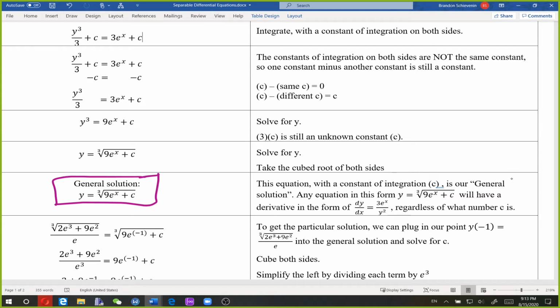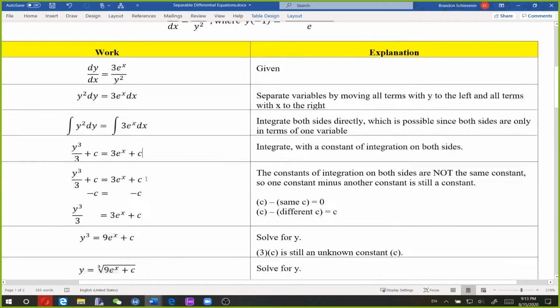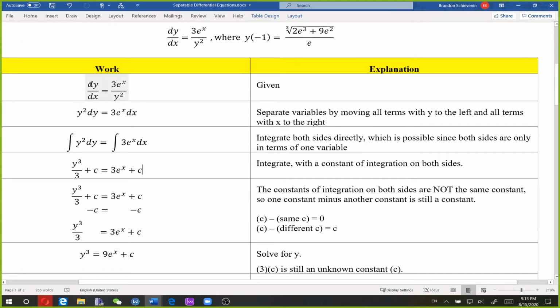It's still general though because we have a plus c. This is not one equation, this is a family of equations. Any equation that is in this form, where c could be any number you want, when you derive it, will give you this slope that we started with.